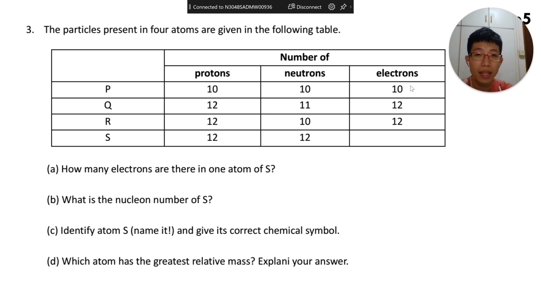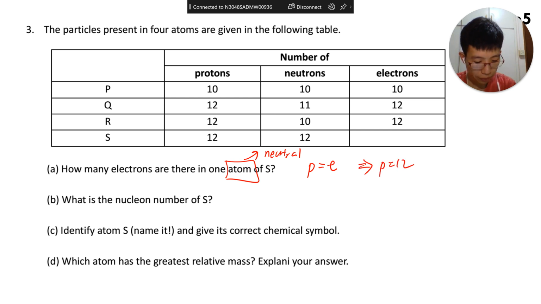So in this case, we know that an atom is electrically neutral. So when it's electrically neutral, it means that the number of protons is equal to the number of electrons. So P equals E. Since we know that P is equal to 12, E will be equal to 12. So E represents electrons.